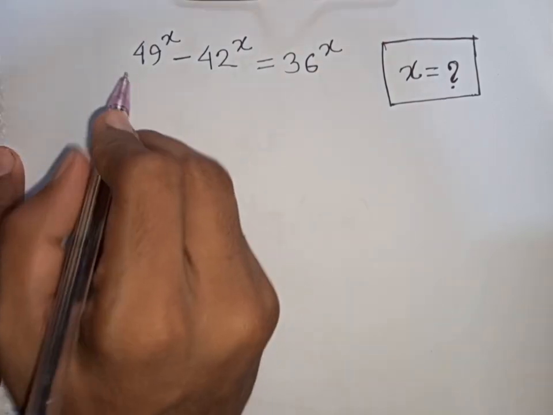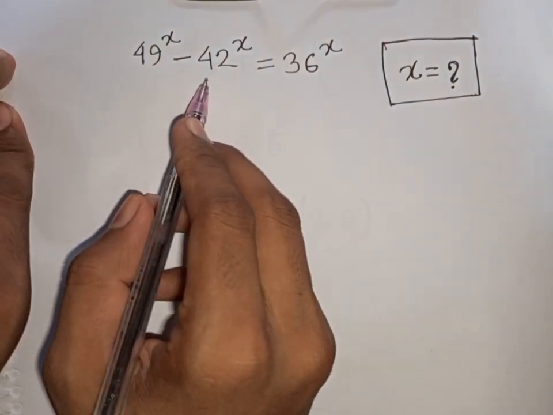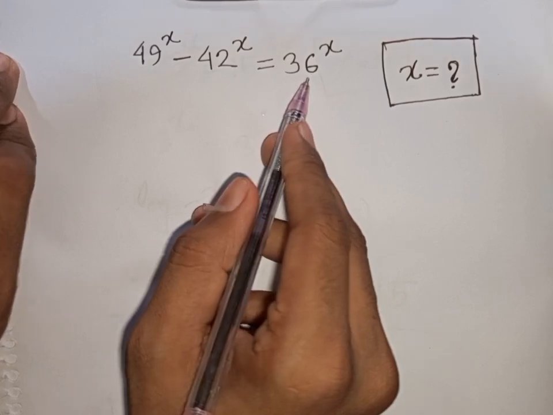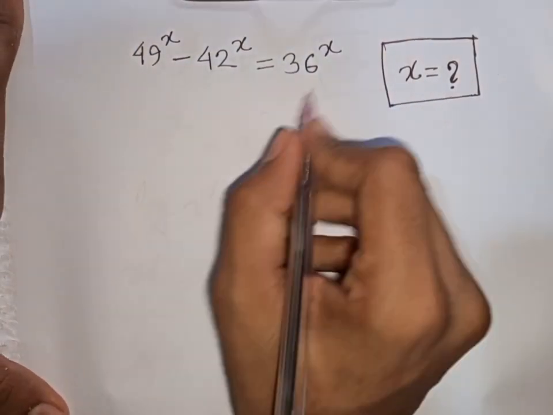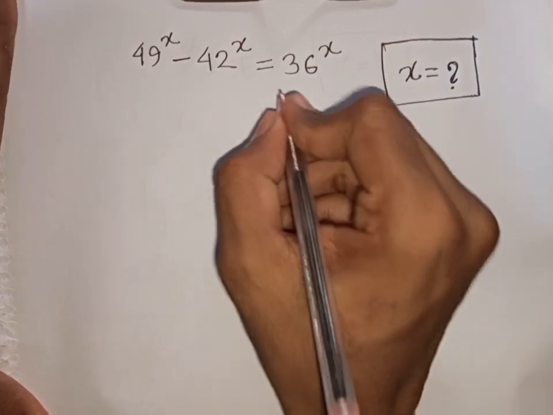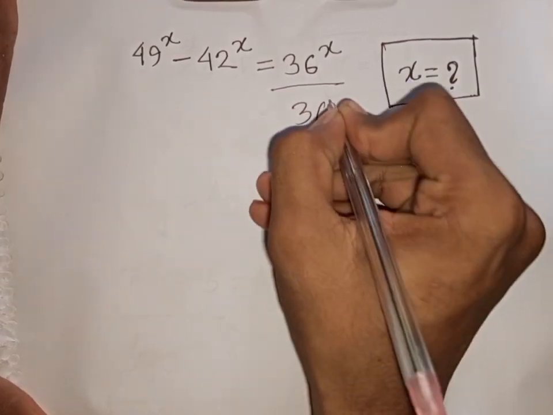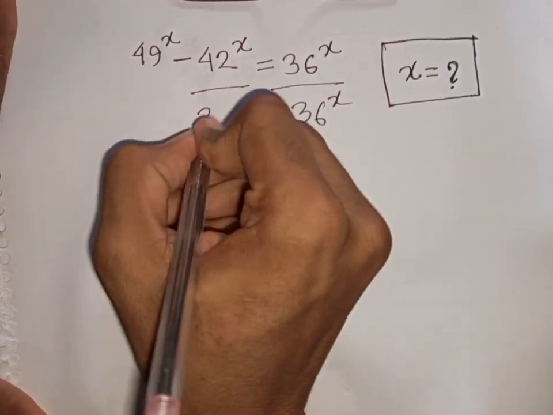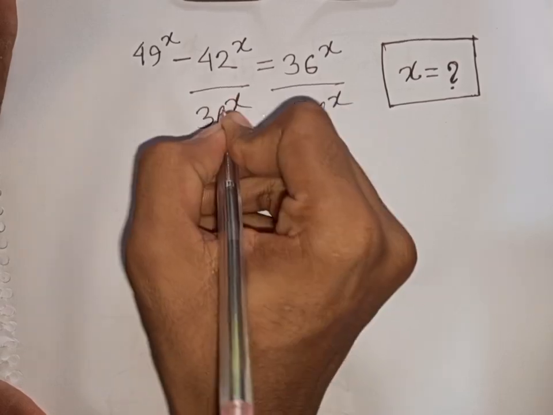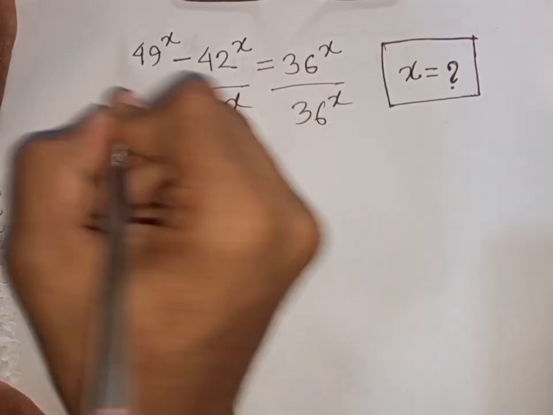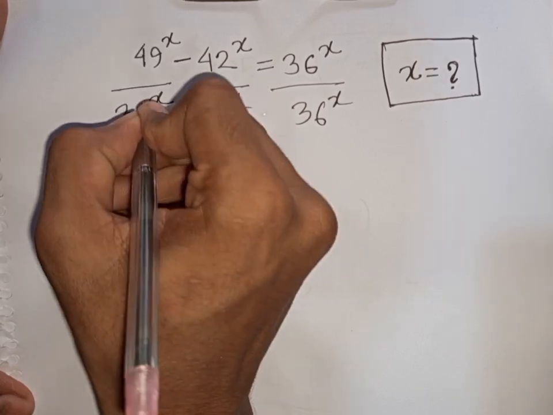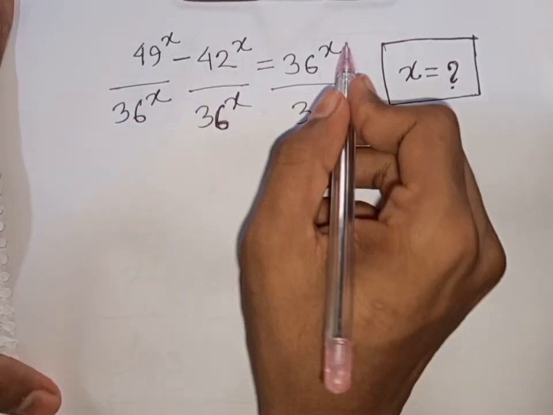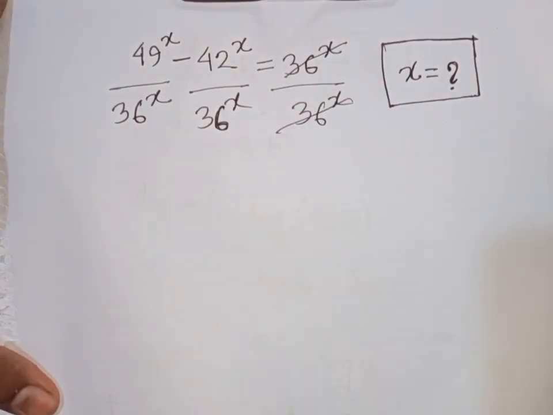How to solve? 49 power x minus 42 power x is equal to 36 power x. What is the value of x? So at first we divide by 36 power x on both sides. Now this will be cancelled.